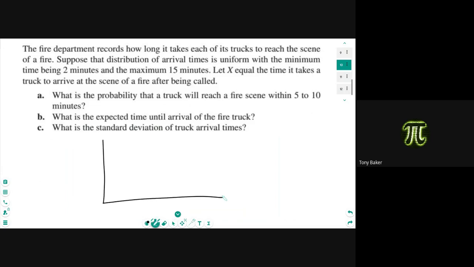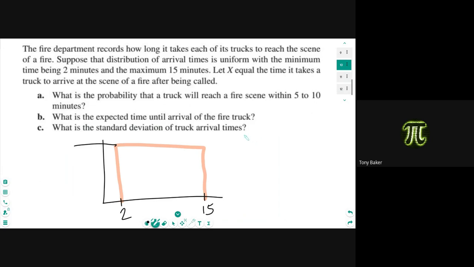So, if we set up our wonderful little thing here, so that's 2, and that's 15. And that's my uniform distribution, because it can show up anywhere between 2 minutes and 15 minutes. We don't know, one value is not higher than another. It's an equally spaced thing. So, what is the height? What is the probability that any one time would occur?